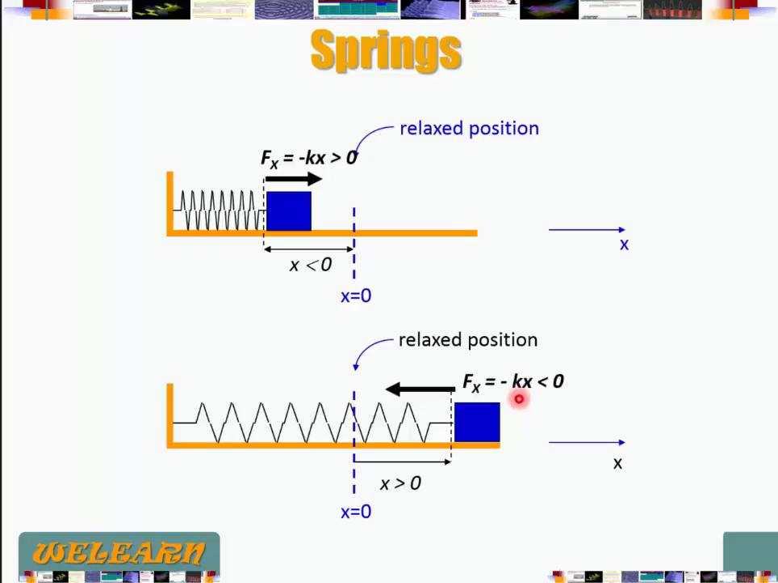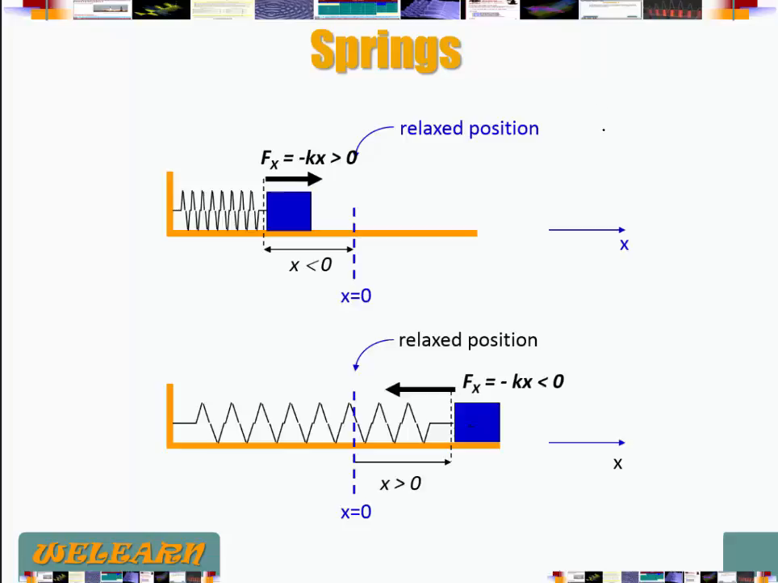Now, if it is stretched instead like here, then my x is positive, then my force, because of the negative sign, is negative and is pointing in the direction shown here. That's my spring force. The key here: what are the forces acting on the mass as it is moving from this position to this position here?